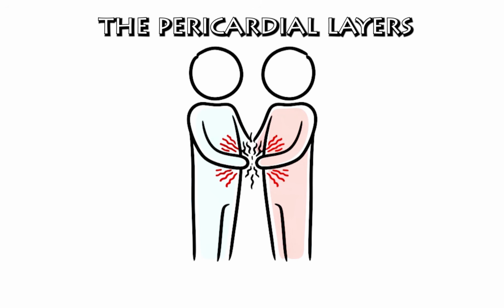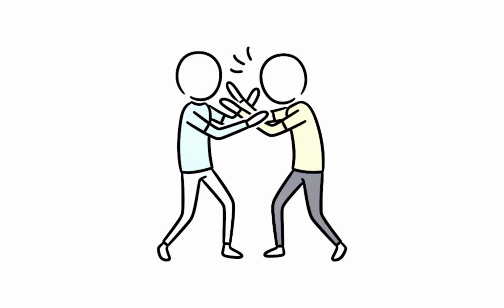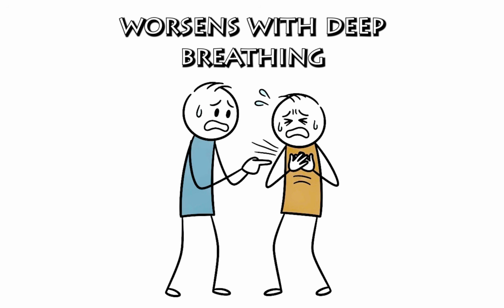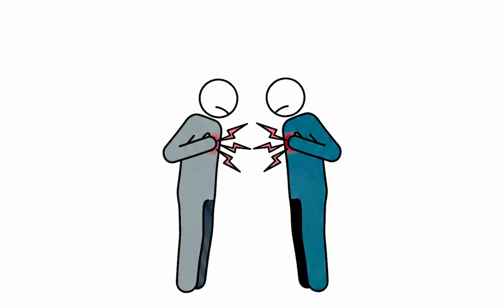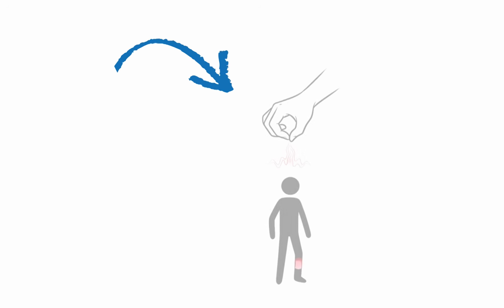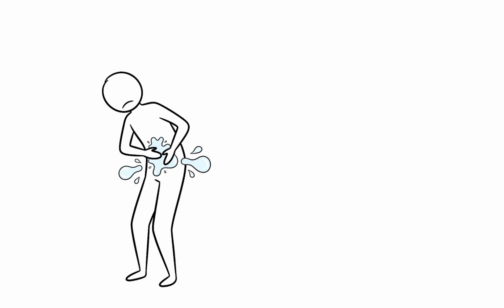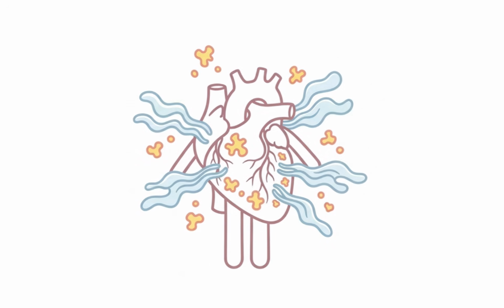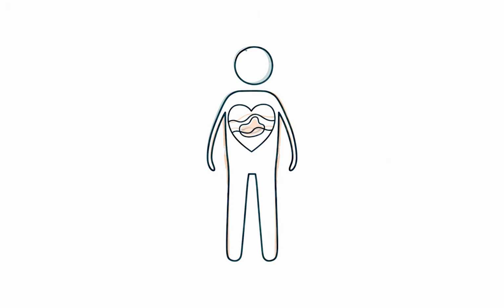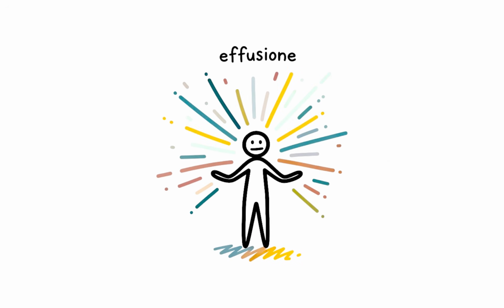Inflammation causes the pericardial layers to rub against each other, producing sharp chest pain that often worsens with deep breathing, coughing, or lying flat. Sitting up or leaning forward may reduce pain by decreasing pressure on the inflamed tissue. The inflammation can also cause fluid to accumulate between the layers, a condition known as pericardial effusion.